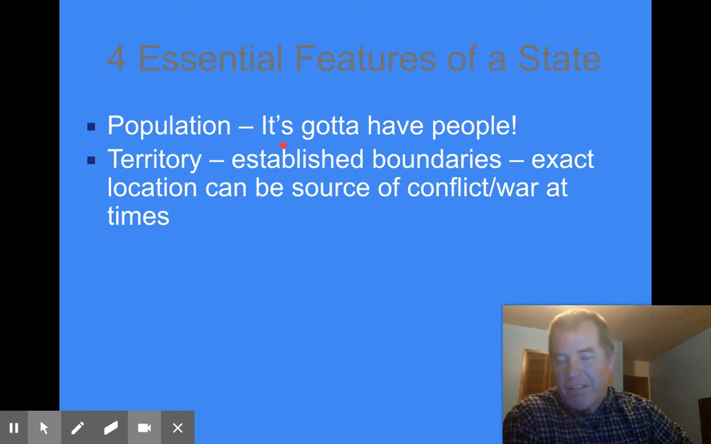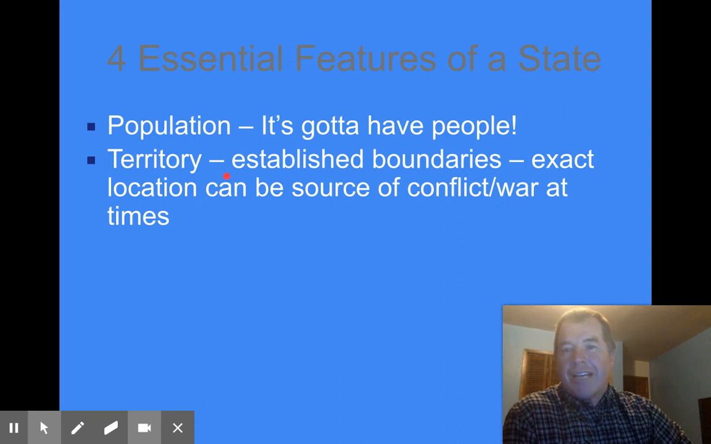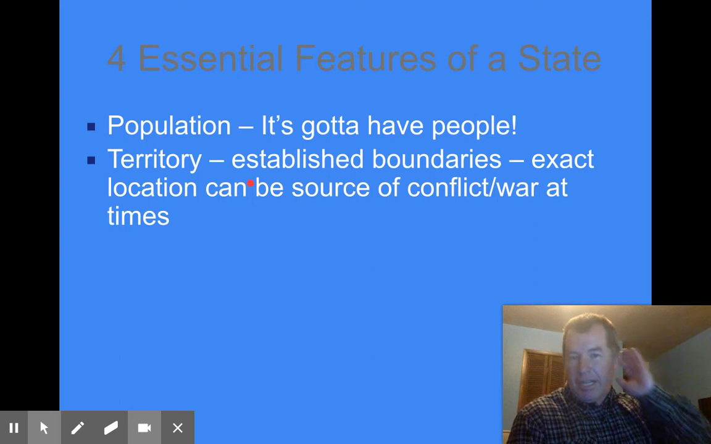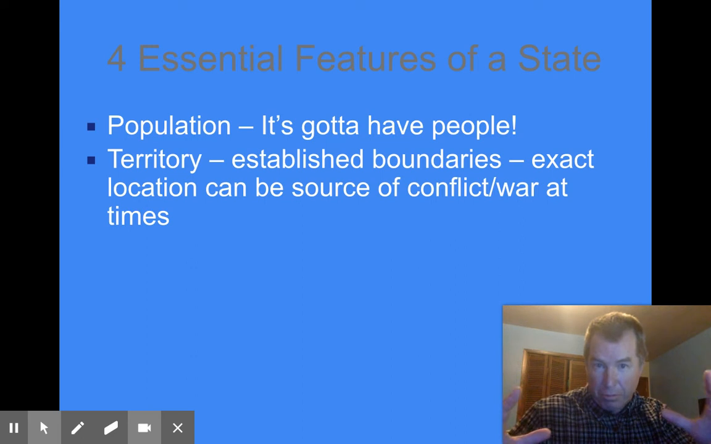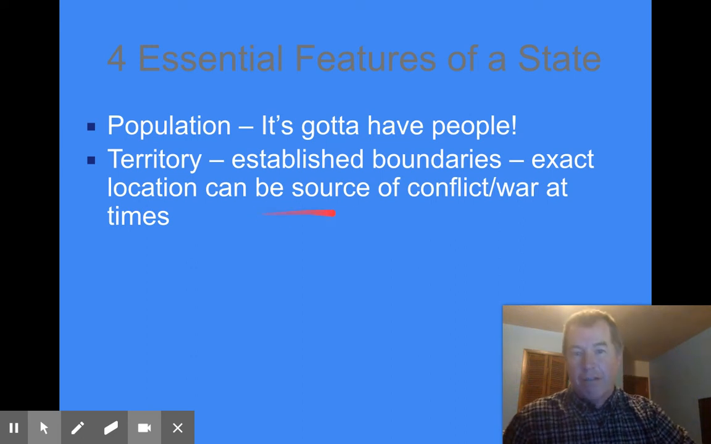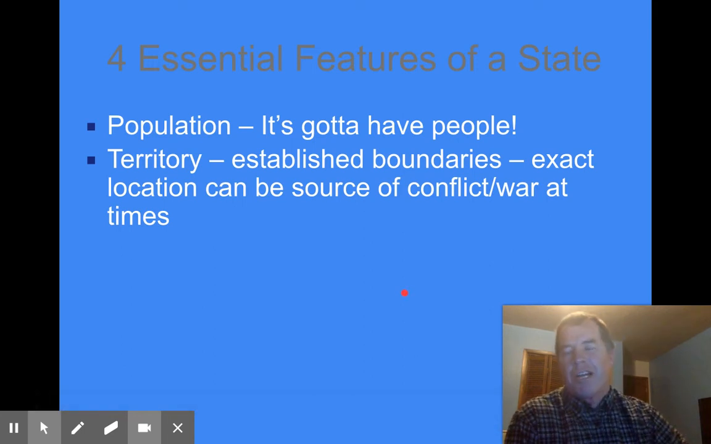Okay. If it's just a chunk of land, there's nobody there. There's no state there. It's got to have an established territory. We know the boundaries. It's a for sure place. Every so often you get conflicts or a source of war over boundaries. I can think of India and Pakistan have issues, and I think Nepal and China have some issues.